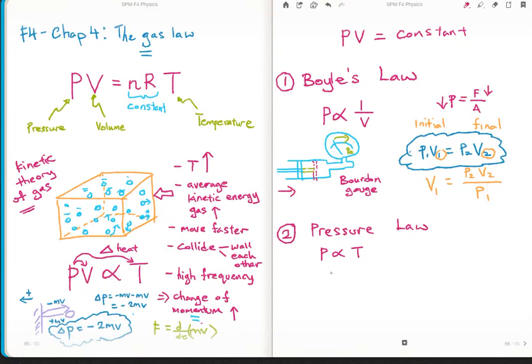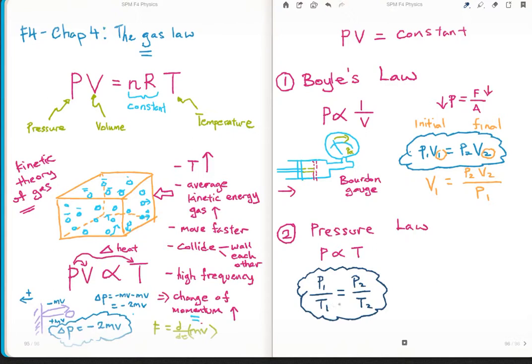So how do you use it? Put it into an equation. P over T is always a constant, so P1 over T1 is equal to P2 over T2. If you don't already know, learn it now. 1 is always the initial, and 2 is the change. It happens all the time.